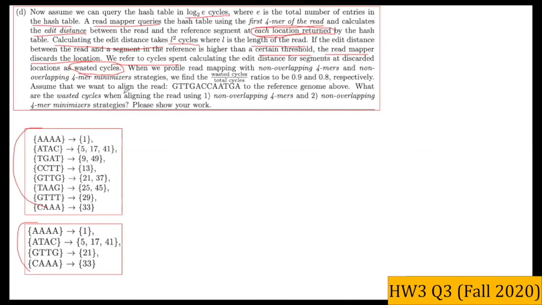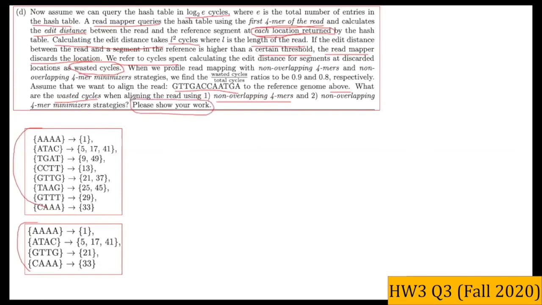Assume that we want to align the read, which is this one, to the reference genome above, which is given around point A in the previous points we discussed. The question asks you to find the wasted cycles when aligning the read using the first method and the second method strategies. And you need to show your work. So it's important to not provide only the final answer.